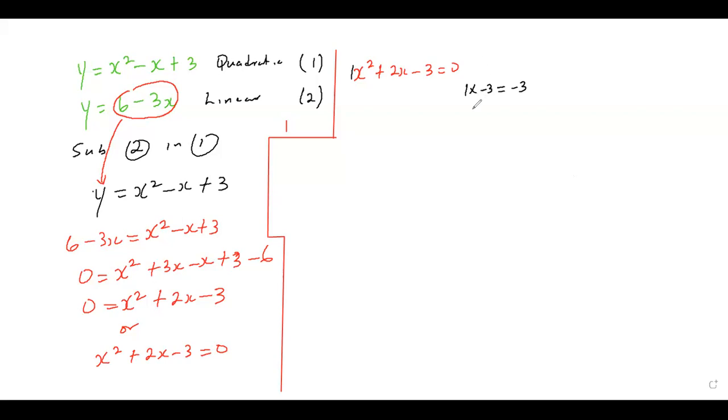Good. So we are going to use 3 and -1. We represent these two here by saying 1x squared plus 3x minus 1x minus 3 is equal to 0. Remember that this is what we did to find the factors in the middle here. So we are going to factorize the first two and the last two.